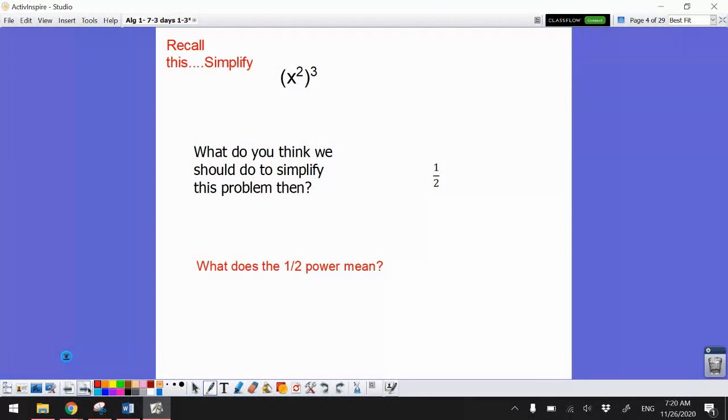Okay, let's think about what happens when we see something like this. Let's go back and think about this. This would be 2 times 3, which is x to the 6th. Well, what happens if I have x to the 1/2 power? What does the 1/2 power mean? Well, that is technically a radical. The opposite of a square, so these are actually opposites of each other, is a square root.